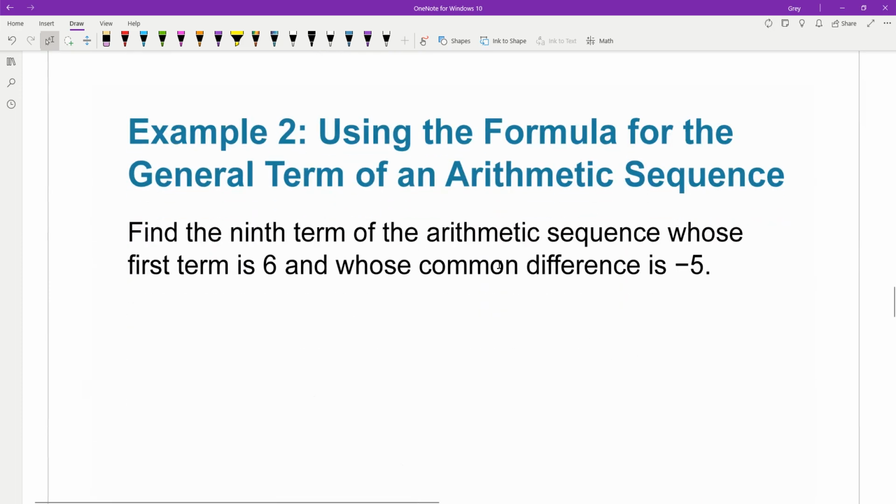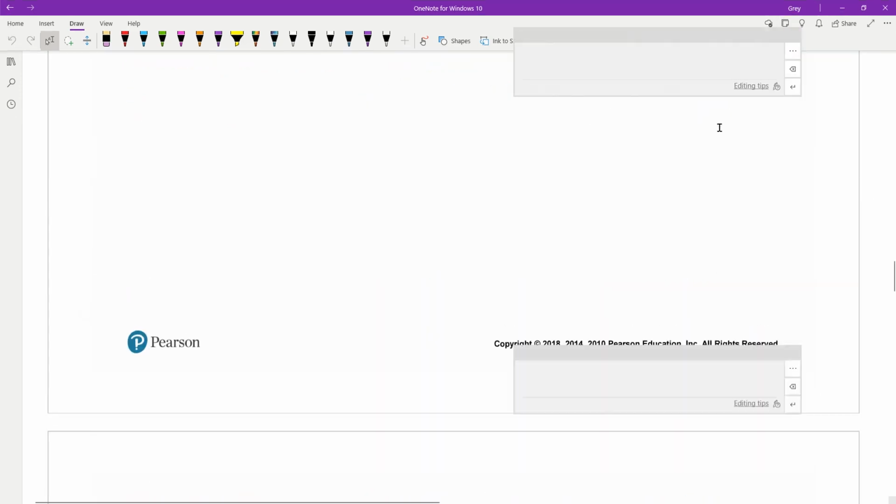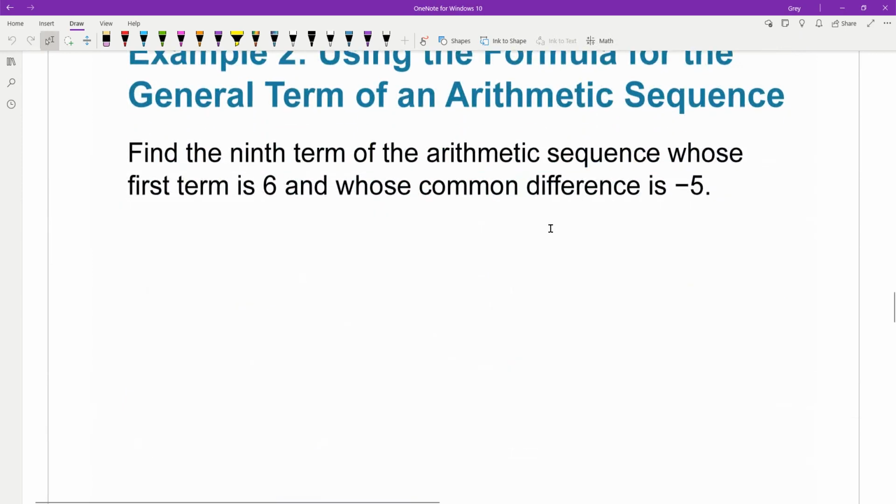So look at this one. This says use the formula for the general term of an arithmetic sequence. So they want us to find the 9th term of the arithmetic sequence. Find the 9th term of the arithmetic sequence whose first term is 6 and whose common difference is negative 5. So keep in mind from that sentence, the 9th term is a sub 9. The first term, 6, is a sub 1, and the common difference, negative 5, represents D.